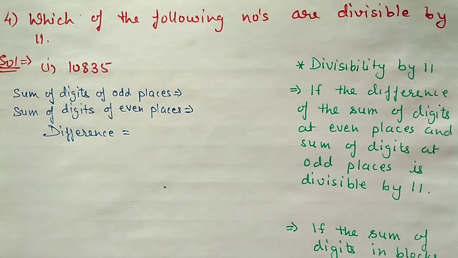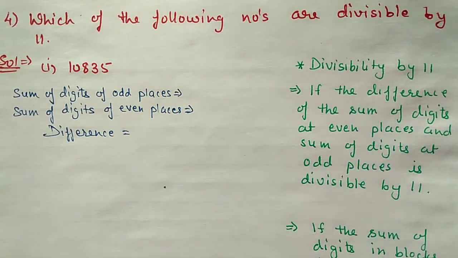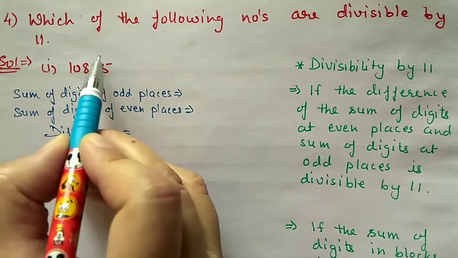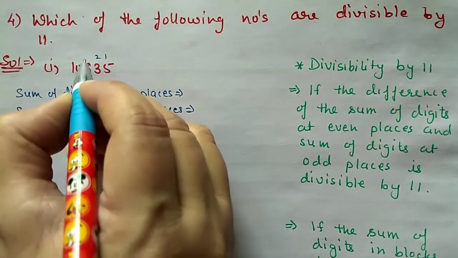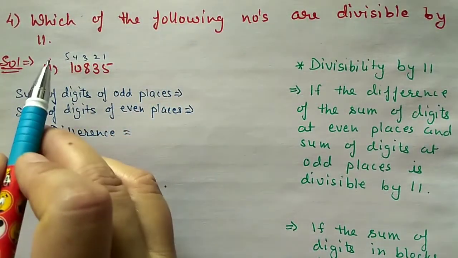Next we have question number 4: which of the following numbers are divisible by 11? For 11 we have two methods. One method is that we have to add all the digits of even places and odd places. We have to start the places from here. This is the first place, second place, third place, fourth place and fifth place. Always from the right side we have to start.